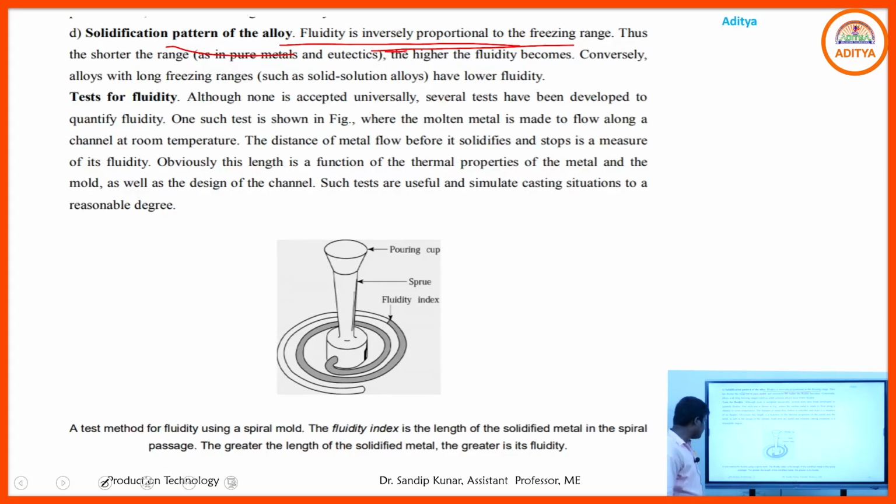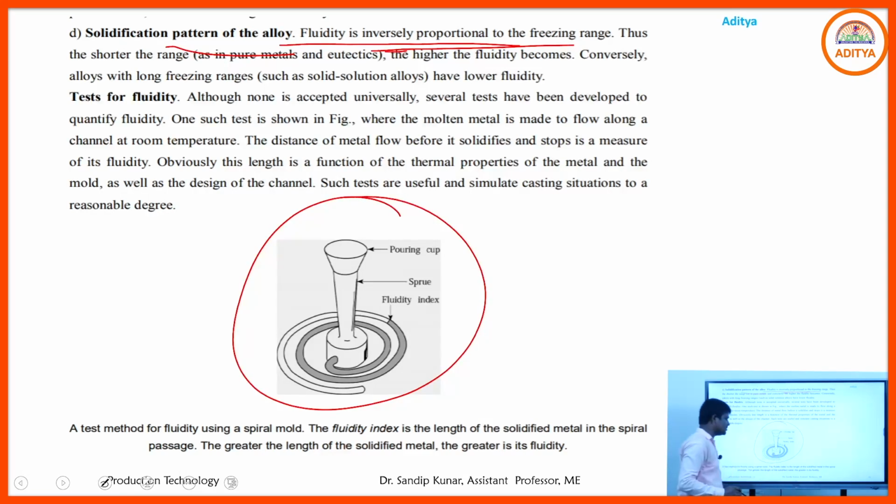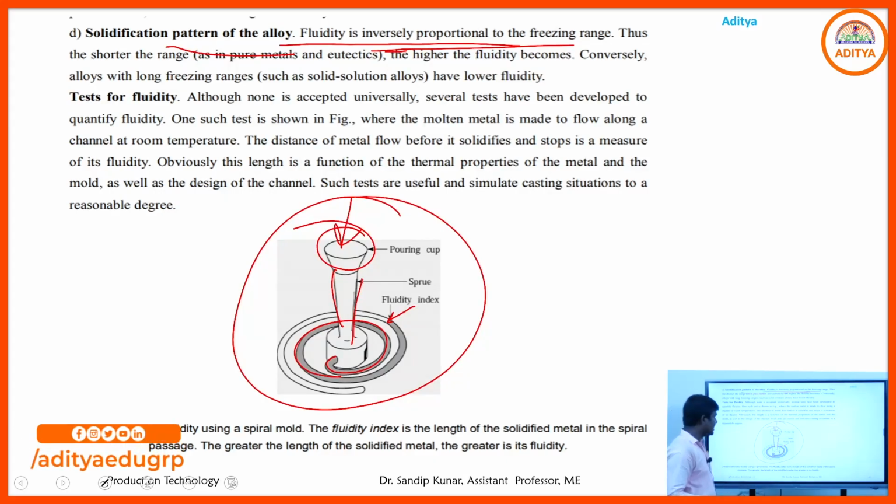How do we test it? We use a spiral fluidity index test. We pour the molten metal through the pouring cup and the sprue, and through the sprue it comes to the spiral shape. Up to a certain point in that shape, the metal flows and then solidifies. Up to that point is what we call the fluidity index.